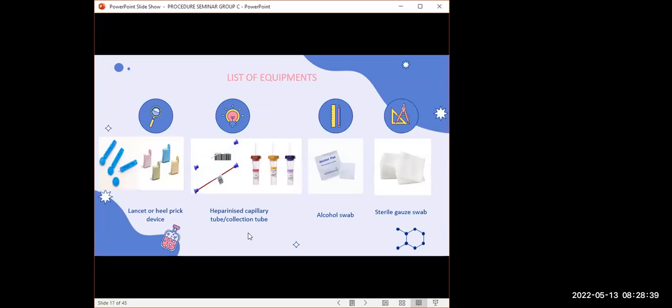So this is the list of the equipment. We need the lancet or the heel prick device, the heparinized capillary tube or the collection tube for the blood to be collected, alcohol swab, and also the gauze swab. Next.